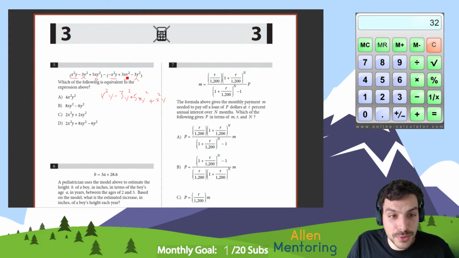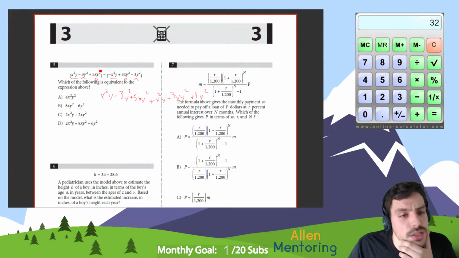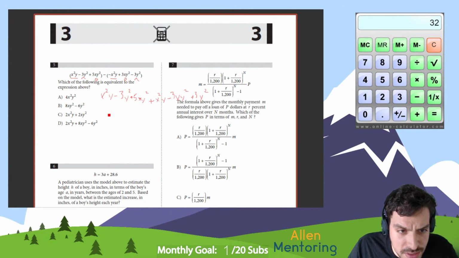Then it's plus 3xy squared. We want to subtract 3xy squared, again, because we're distributing that minus sign. And lastly, it's going to be plus 3y squared. So now, all we have to do is combine like terms. So we see we have x squared y plus x squared y. So that's going to be 2x squared y.